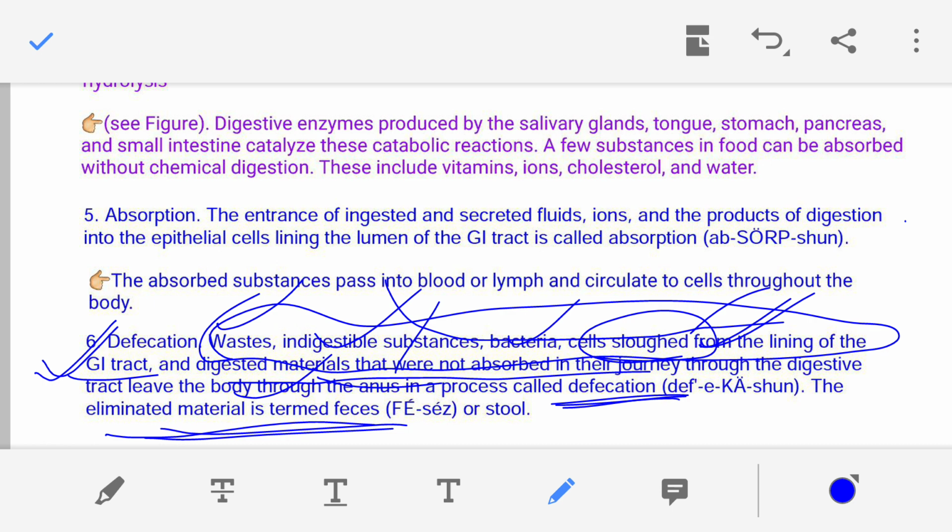So with this I have completed this presentation lecture on the activities of the GI tract. I hope with this you have got the idea how you need to approach the digestive system and how you will prepare the organs of the digestive system.